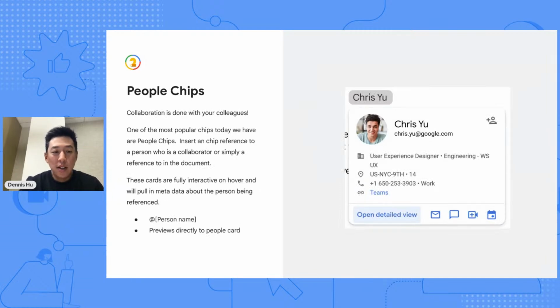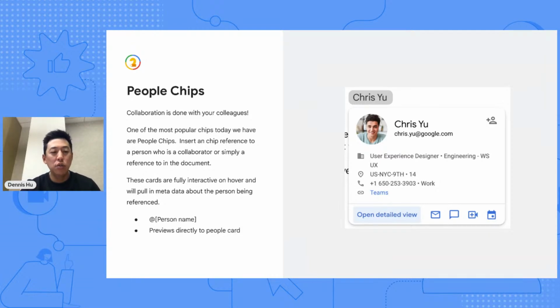The next one here is one that hopefully you've all seen, and that is people chips. Really, at the end of the day, collaboration is done with your colleagues, and you work with your colleagues each and every single day. One of the most popular chips that we have today are these people chips. Users can insert people chips, again, using the @ sign. Once you hit the @ sign, you can just type in the name of the person you want to reference, and it'll create what we call these people chips that have the ability to pull in the additional metadata that I mentioned to show you more information about that particular user.